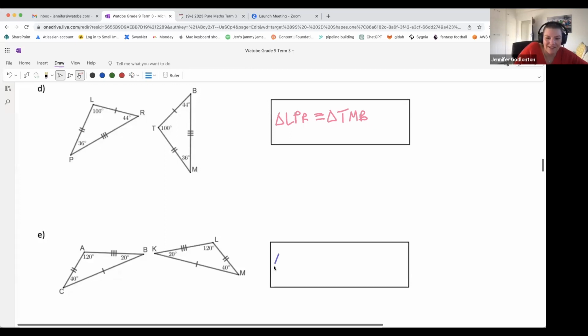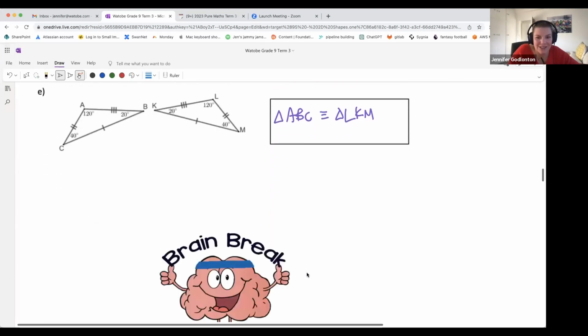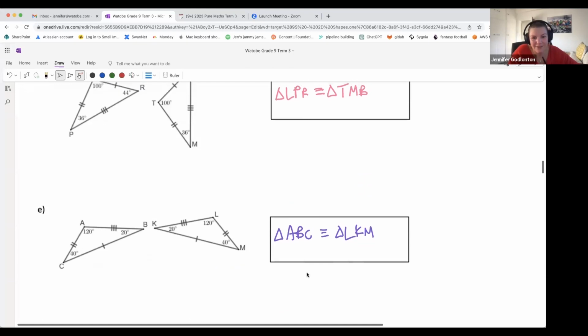So the angle ABC is congruent to the angle LKM. Beautiful. Nice job. Well done. Thank you, ma'am. Superstars in this little class. Little bunch of superstars.